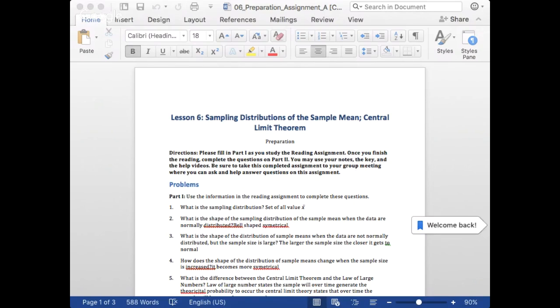This is class 221B, group 6. We are doing our lesson 6 assignment.